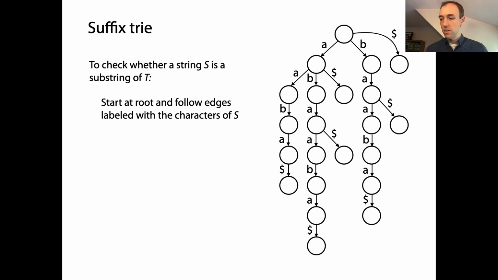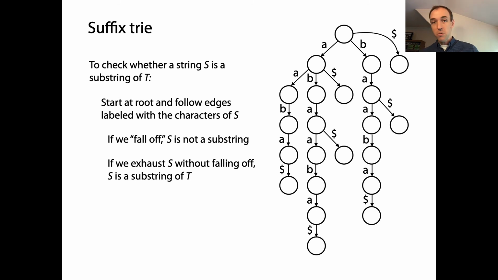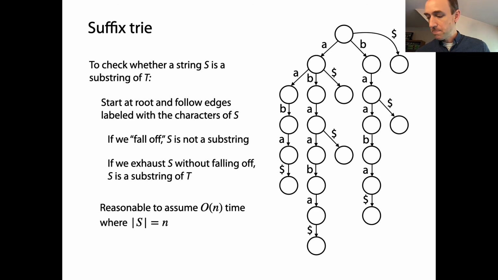So in general, the algorithm that we'll use to check whether some string s is a substring of t is this: we start at the root and follow edges labeled with the characters of s, that is, we walk down according to the characters of s. If we fall off, then the answer is no, because what that means is there is no substring that has our query string s as a prefix. Therefore, s does not occur as a substring of t. On the other hand, if we exhaust all the characters of s and we end up still standing somewhere on the trie, then s is a substring of t, because s is a prefix of a suffix of t.